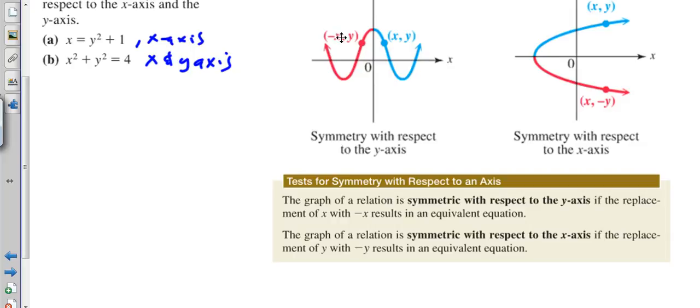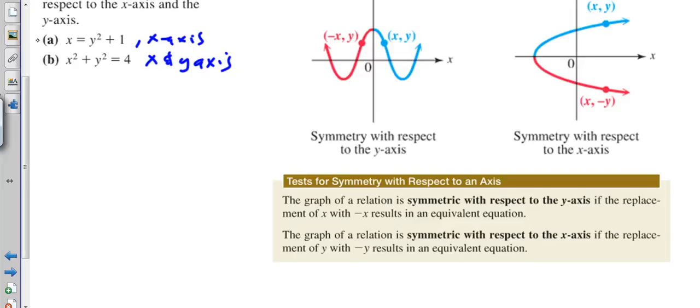Look, if I plug in an x value or even a negative x value, notice that we're going to get the exact same y value. So you can see that visually. So that means that this should happen for the second one, because that is with respect to the y-axis. And then lastly, if something is symmetrical with respect to the x-axis, then you plug in negative y for y, and that should give you an equivalent equation.